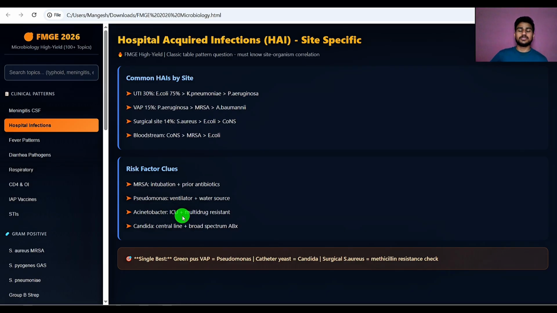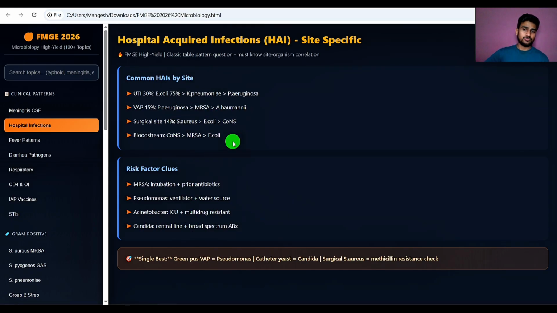The risk factor is ICU stay plus multi-drug resistance. So if the patient has resistance to multiple drugs, then there is a high chance that Acinetobacter will be causing infections in this patient, because it is one of the common organisms in hospitals. And the last one is Candida, but it's not the least, because it is associated with central lines, which is a very common procedure in hospitals. There is also broad spectrum antibiotic use, which is involved in Candida infection.